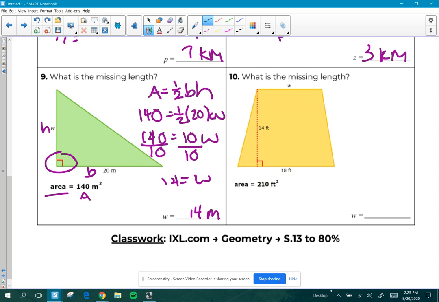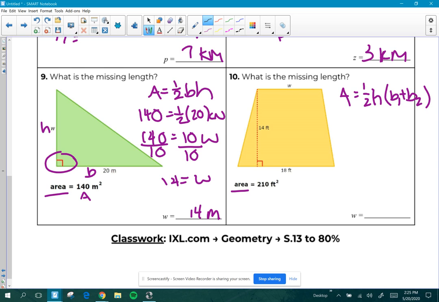And then one last example, and I'll leave you to work on the IXL. So this is a trapezoid, and they want to know the missing length. So again, it's the area. So I have to think about what the area formula is. So area equals 1/2 times the height times the first base plus the second base.